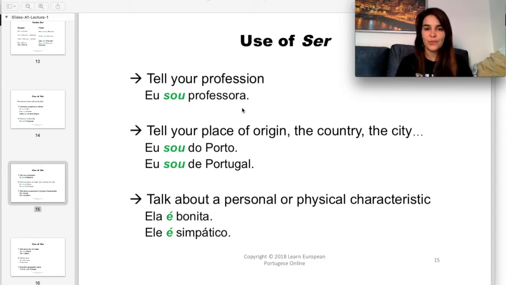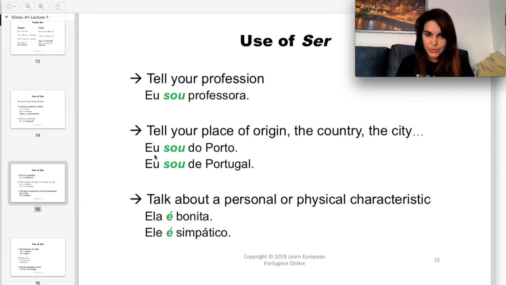I am a teacher. Okay, you also use it to tell your place of origin, your country, your city, etc. So, eu sou do Porto, because I am from Porto and that's it. I was born here, I'm from here. And that's really not possible to change, okay? Eu sou de Portugal, I'm from Portugal, it's the same.